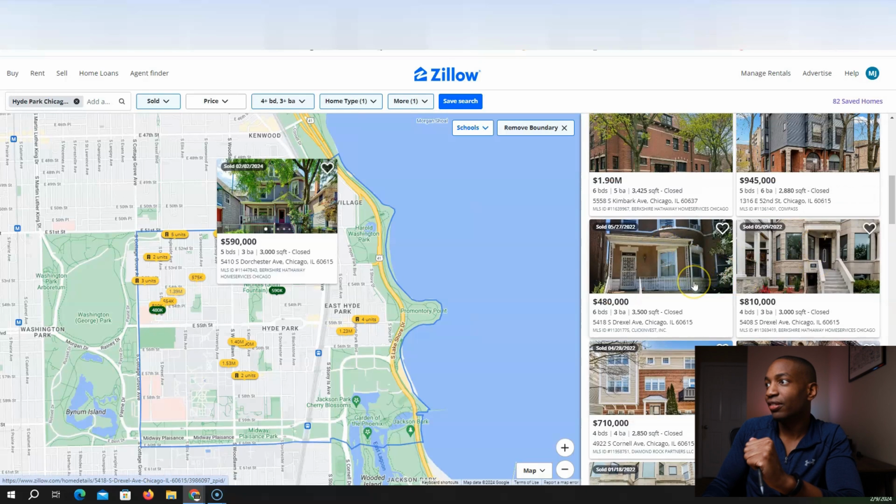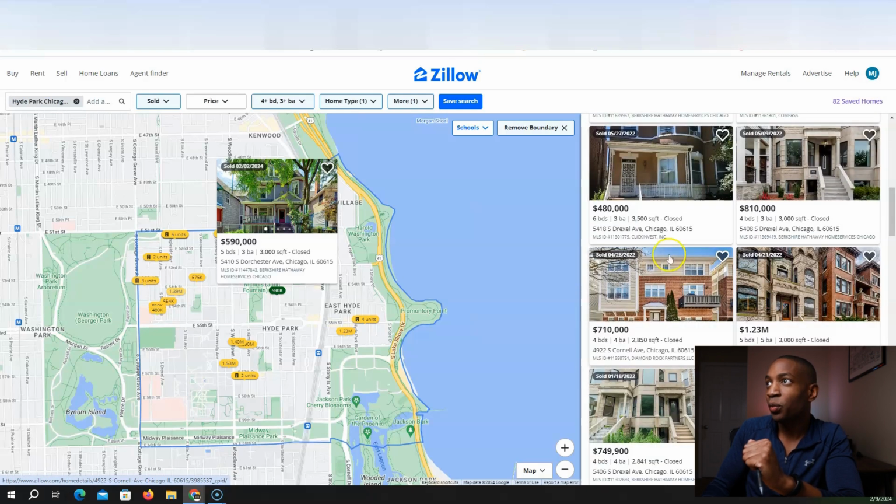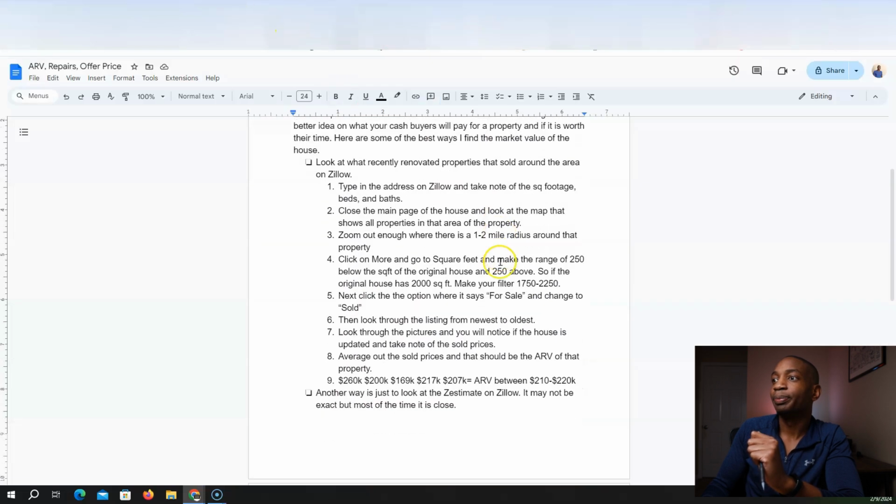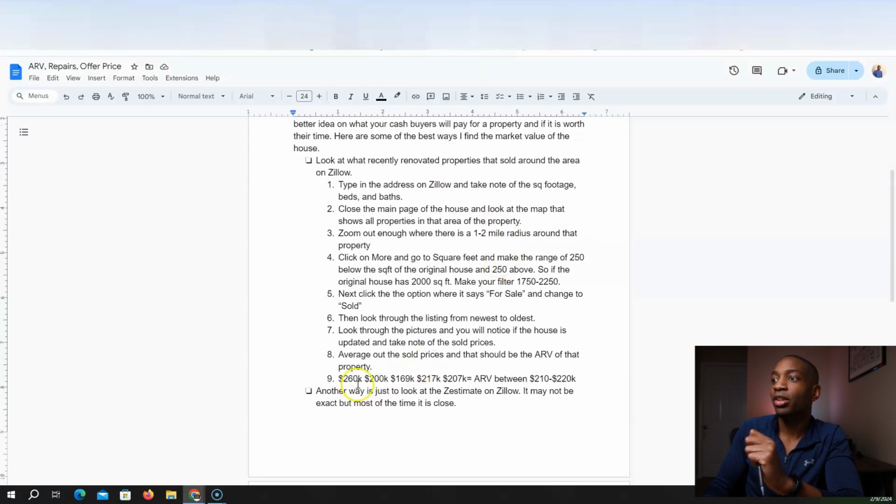Maybe something like this if it's recently renovated. And what you do there, going back to our instructions, is you take all the prices, add them up, and divide it by the number of properties.